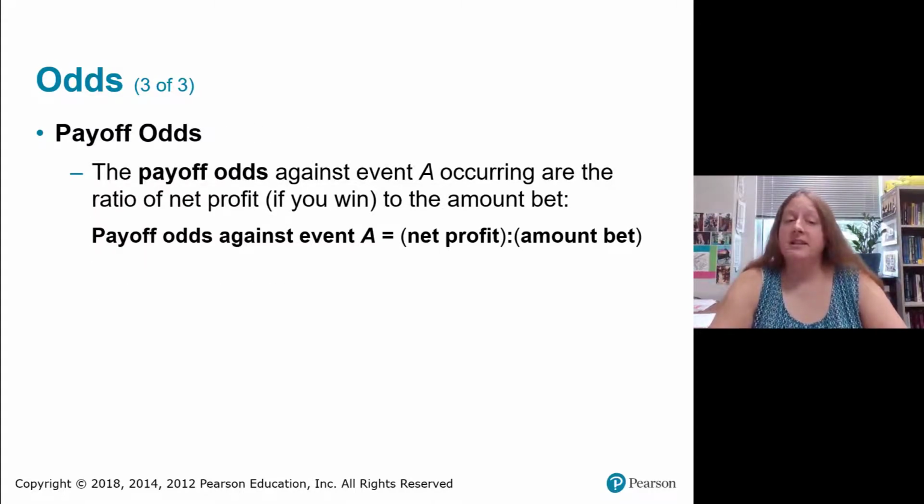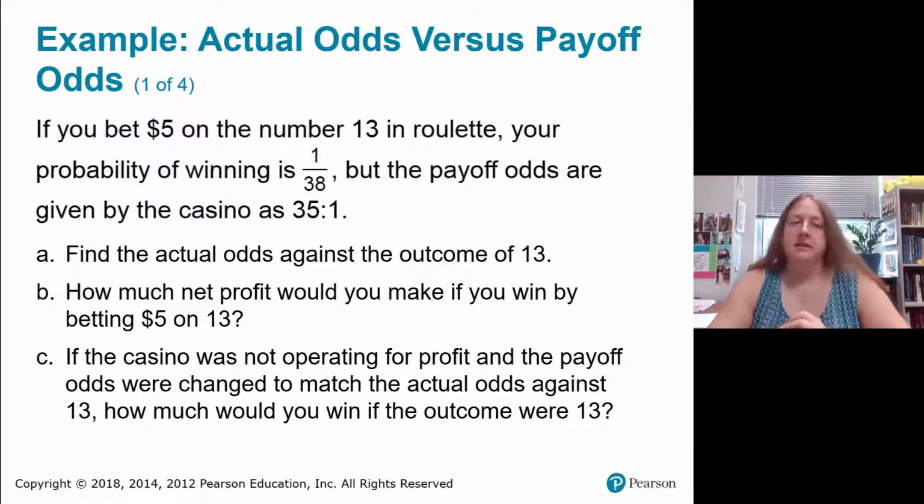And finally, payoff odds. The payoff odds against event A occurring are the ratio of net profit if you win to the amount bet. So payoff odds against A are going to be our net profit to the amount bet. Let's take a look at an example: actual odds versus payoff odds.